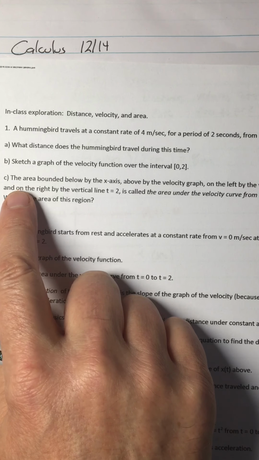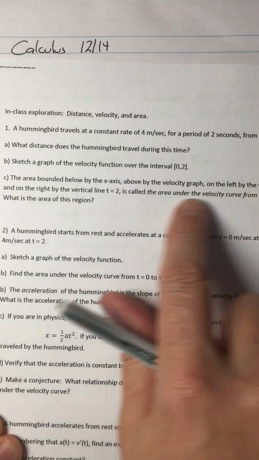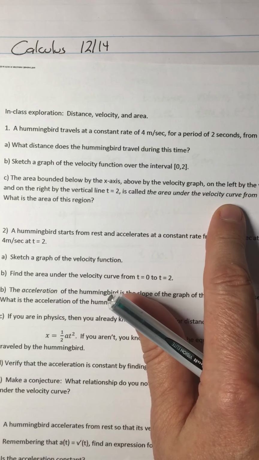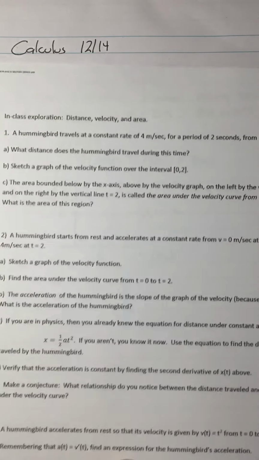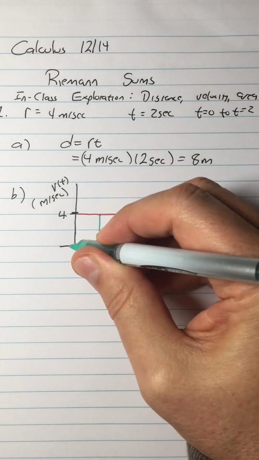Sketch a graph of the velocity function. We did that. Okay, now the area bounded below by the x-axis, above by the velocity curve, on the left by the vertical line t equals 0, and on the right by the vertical line t equals 2 is called the area under the velocity curve. From t equals 0 to t equals 2, what is the area of this region? All right, so here's our vertical line t equals 2. And then we have the x-axis, the y-axis.